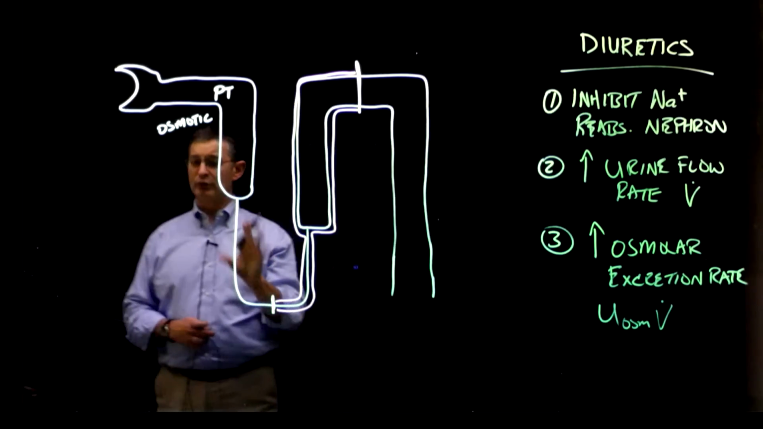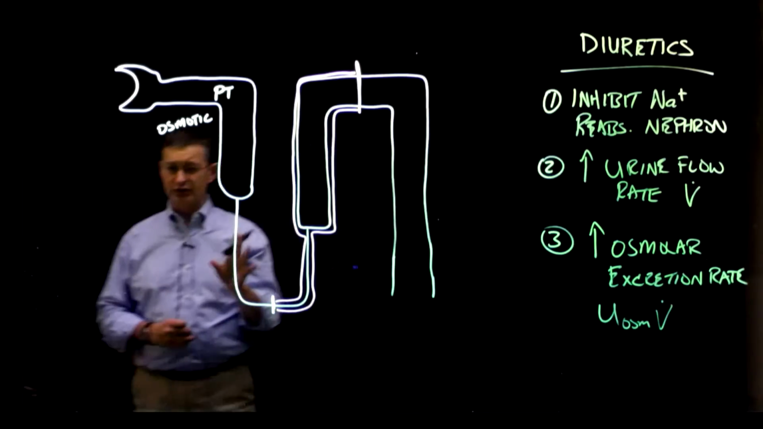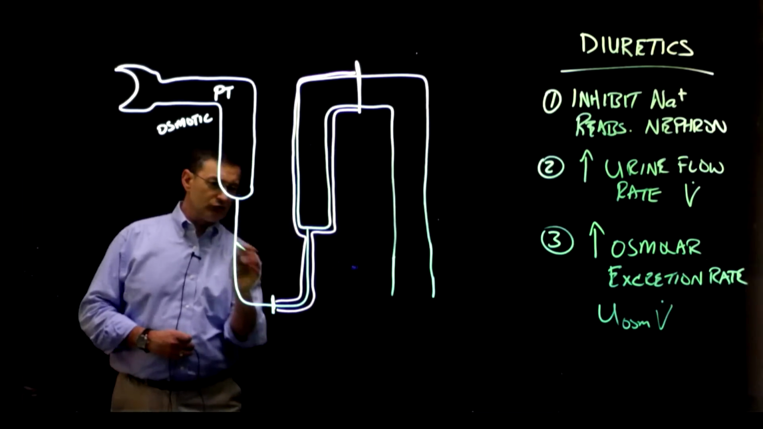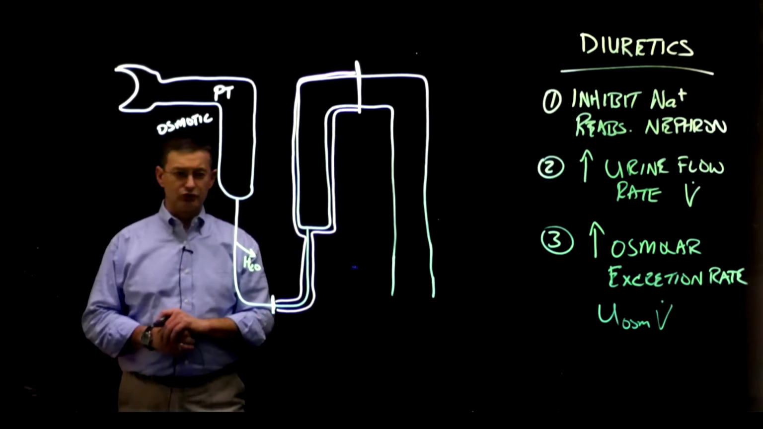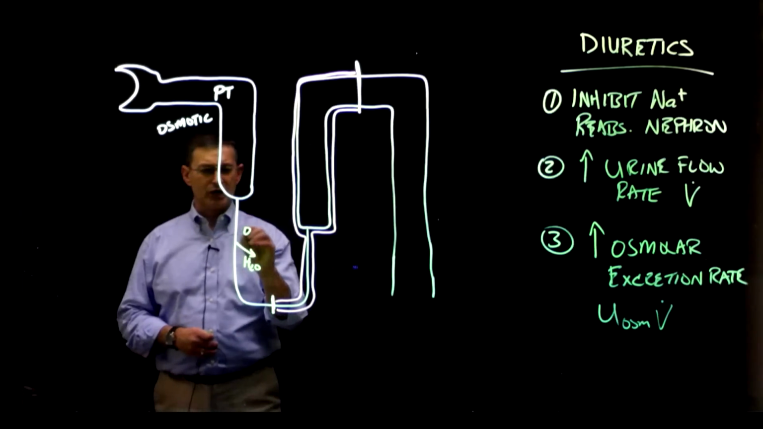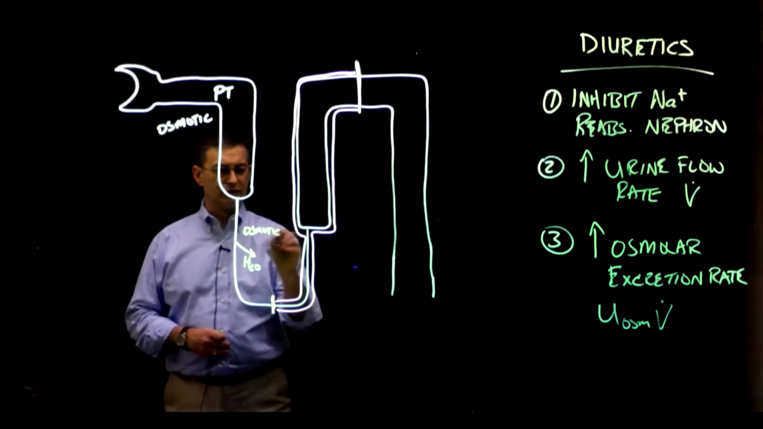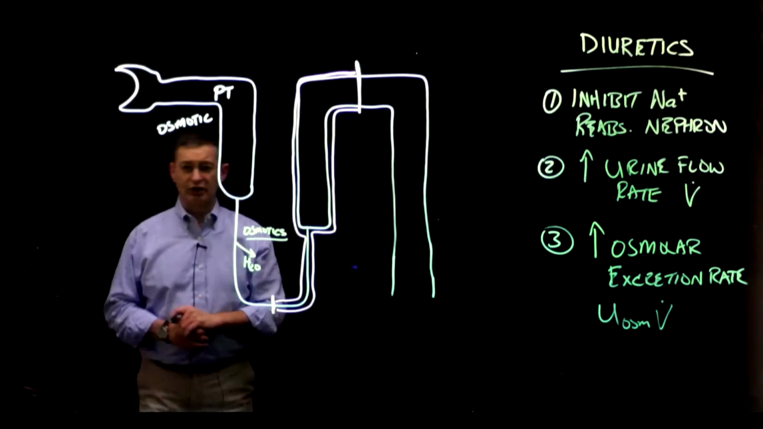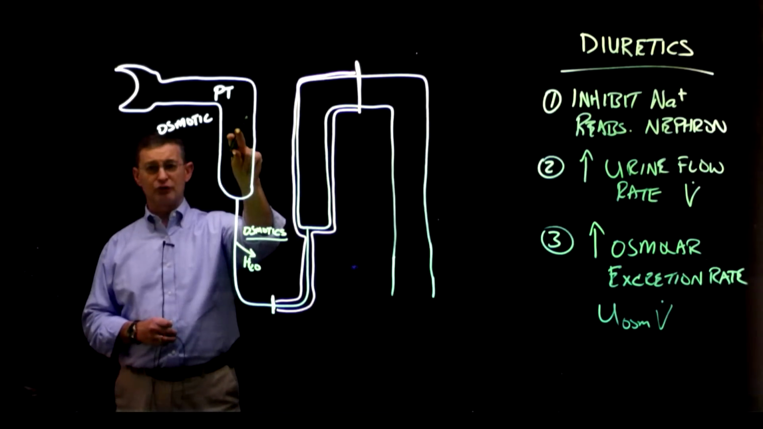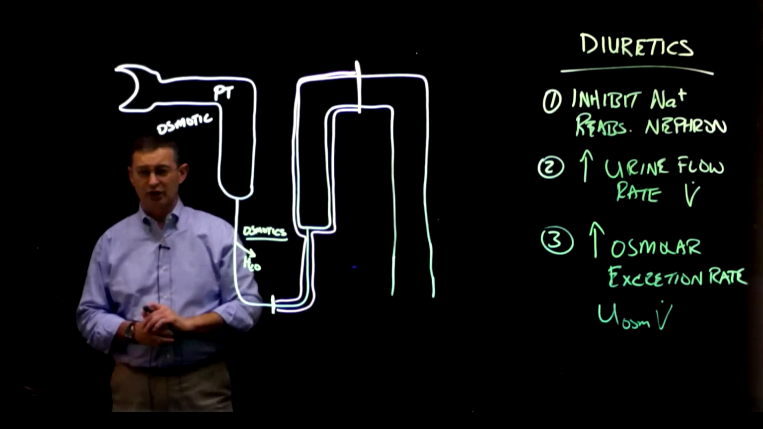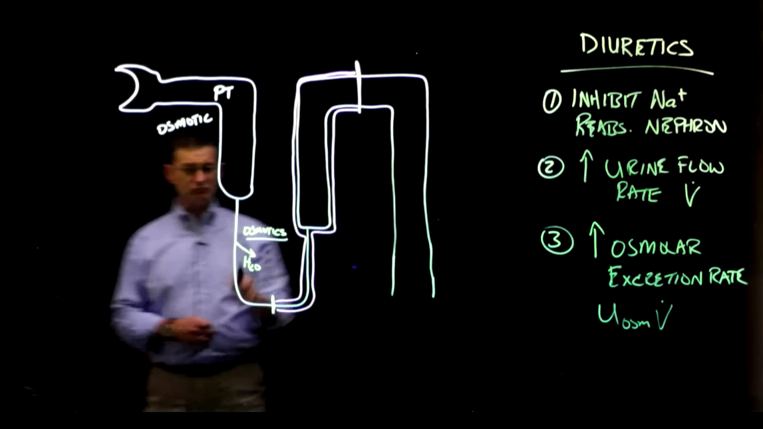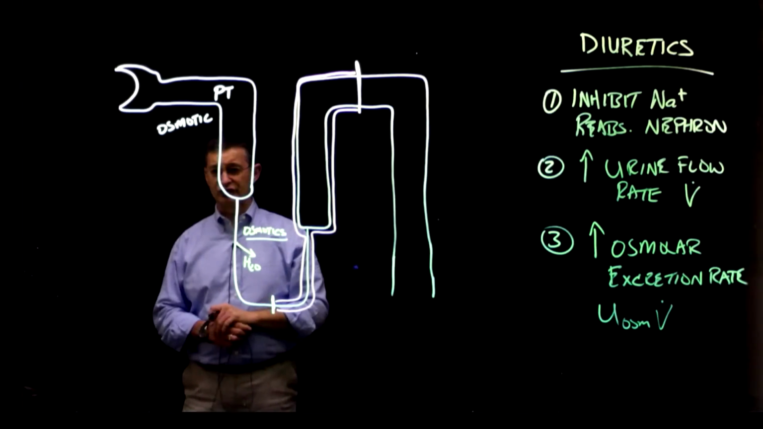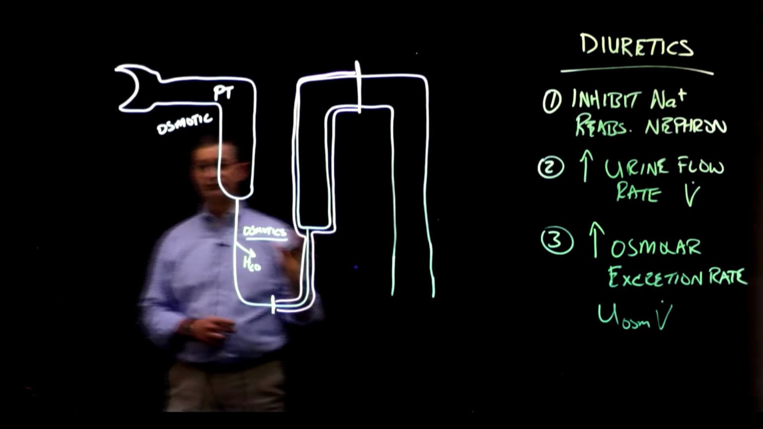So we didn't really talk about sodium reabsorption in the thin descending limb. Remember, normally here, there's water that's being reabsorbed. So if I have osmotic diuretics that are impacting on sodium reabsorption in the proximal tubule, they will impact on water reabsorption in the thin descending limb. And I'll come back to osmotic diuretics in a second as we work our way through the nephron.